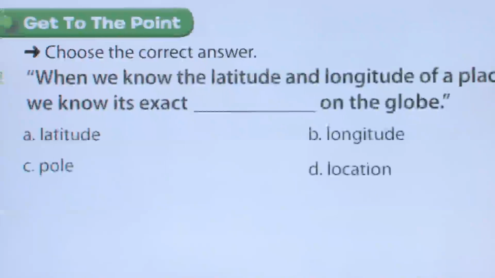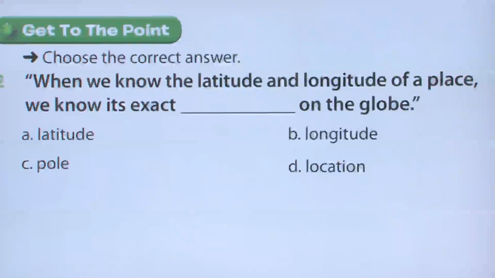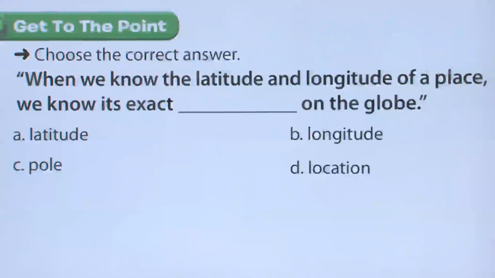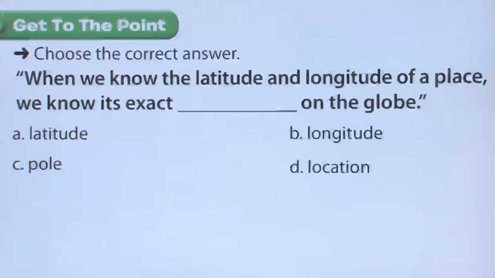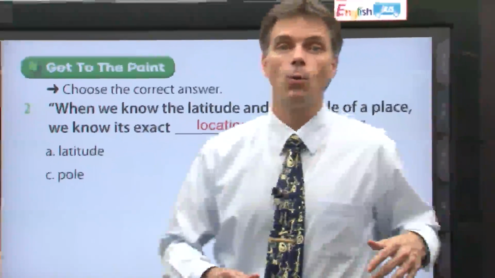All right, one more question. When we know the latitude and longitude of a place, we know its exact blank on the globe. We know its exact latitude, exact longitude, the pole, or the location. What's the best word for this sentence? It is the location, of course. And that's it. Nice job, everybody. You did really, really well.